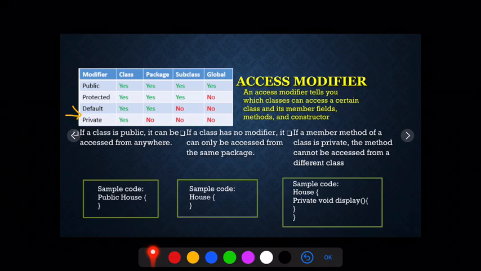Let's say that you have a class, and inside of that class, you have a member method that is private. Then the method cannot be accessed from a different class. And this is how you write that method, private void display.